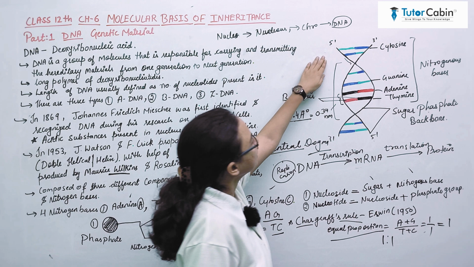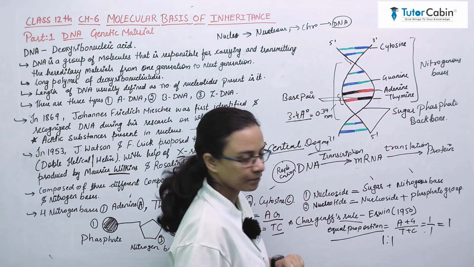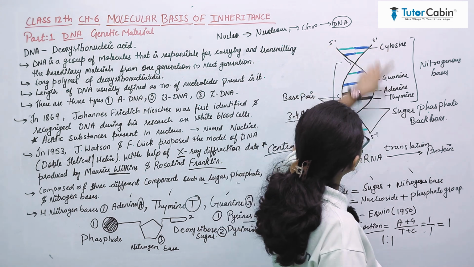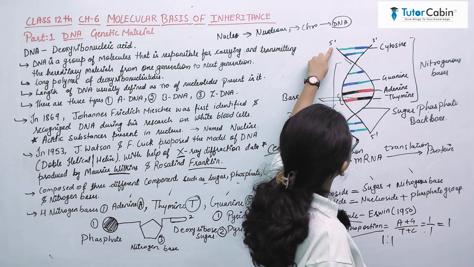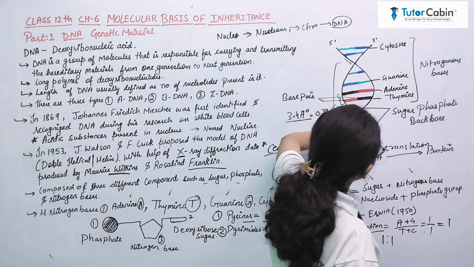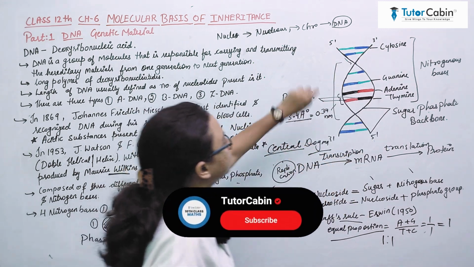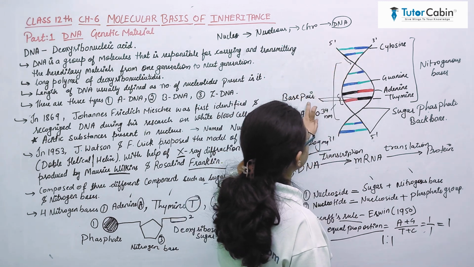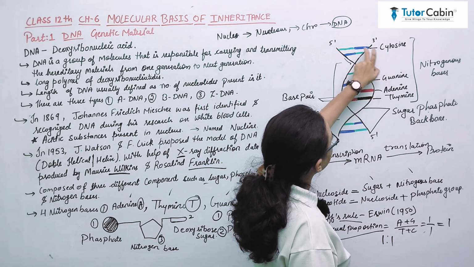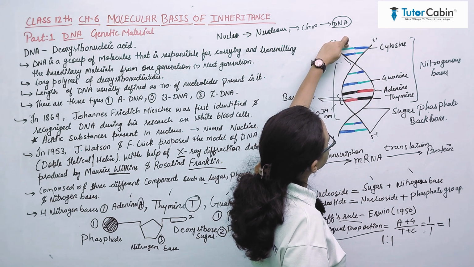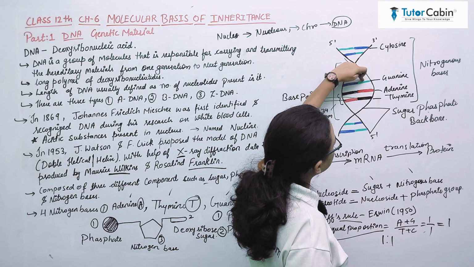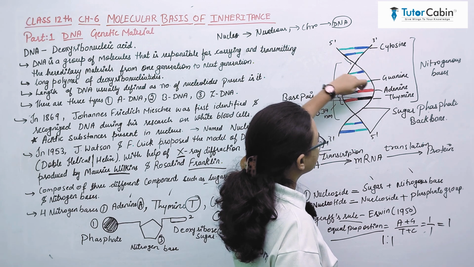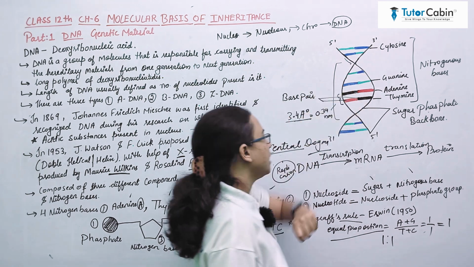So friends, let us see the structure of DNA. Clear? 5 prime to 3 prime, 3 prime to 5 prime, the structure of DNA. These both are the base pairs. Clear? Cytosine is attached with guanine, and here guanine is attached with cytosine. Adenine is attached with thymine, and here thymine is attached with adenine.